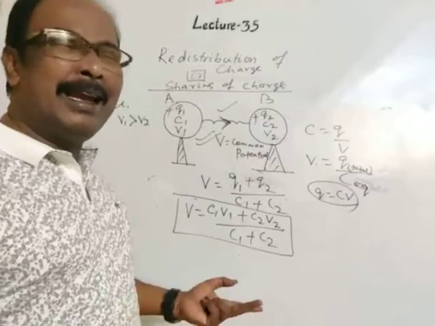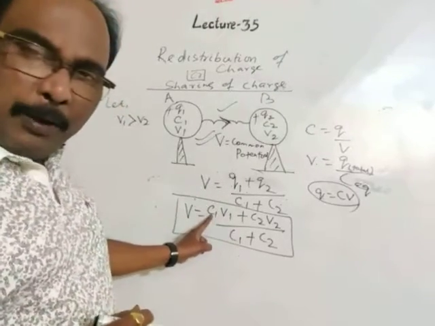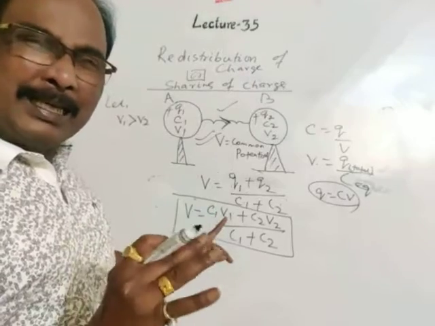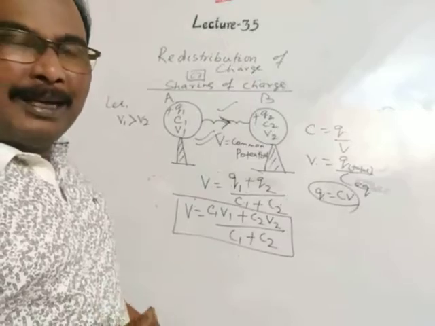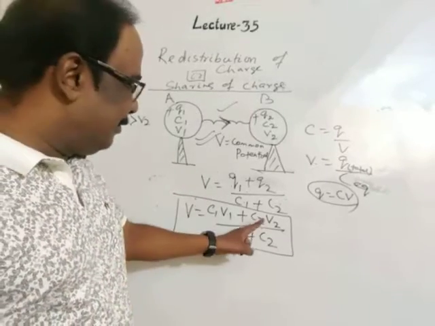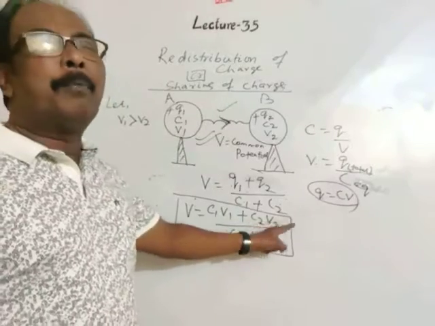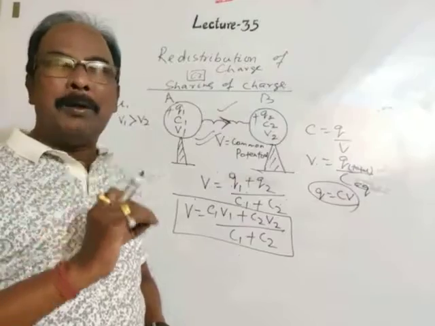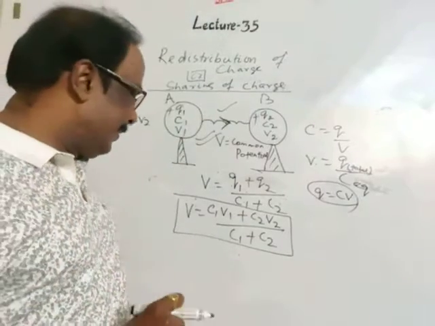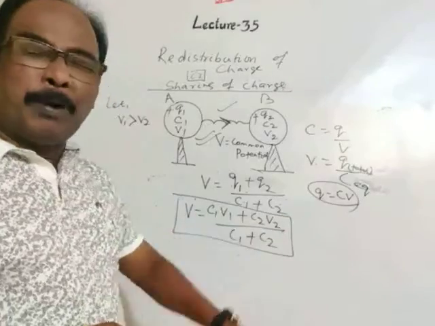In general, it may be given a capacitor of capacitance 3 microfarad, with potential V1, let's say 10 volt, connected in parallel to another capacitor of capacitance, let's say 10 microfarad, and the potential difference between the plates is 1 volt or 2 volt or 4 volt. Then find common potential. Then just use the formula.